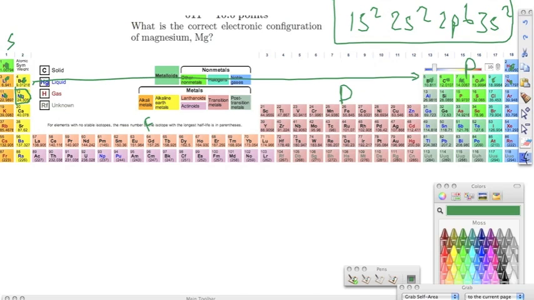Remember, if we want to look at the total number of electrons, we can add up all the superscripts right here. But if we want to look at the valence electrons, we have to add up the ones in the outermost energy level, which the highest energy level is going to be 3.